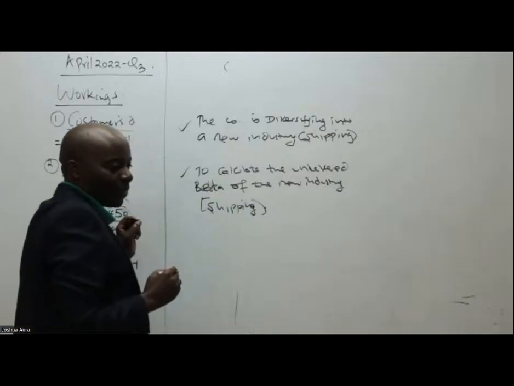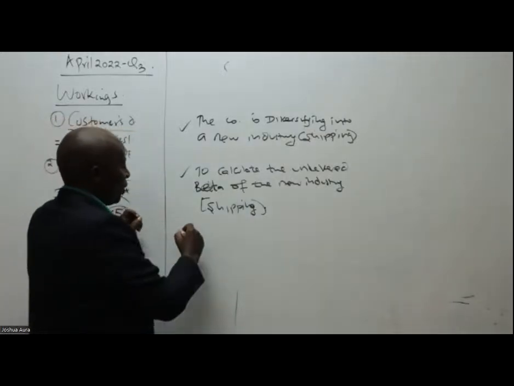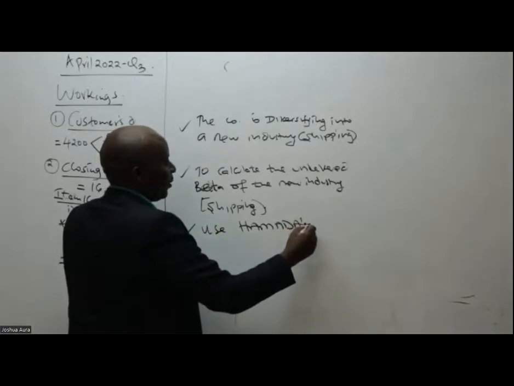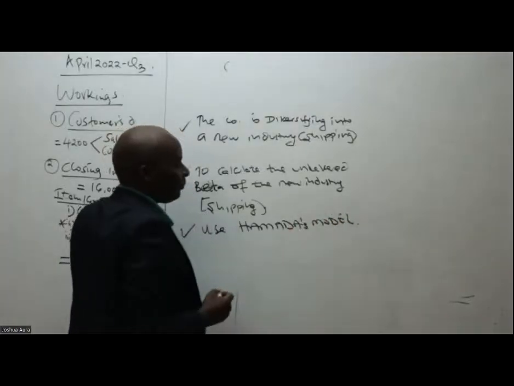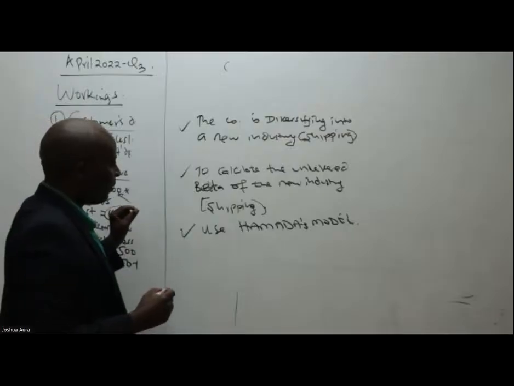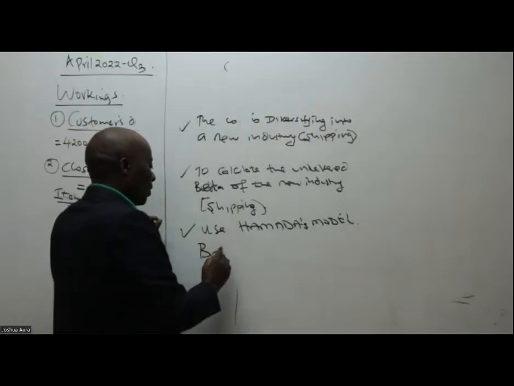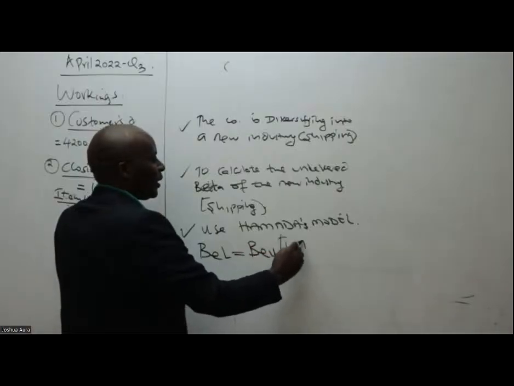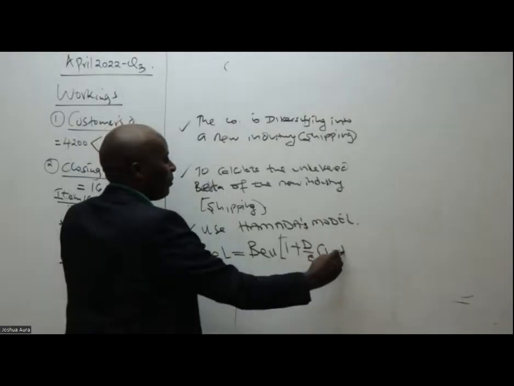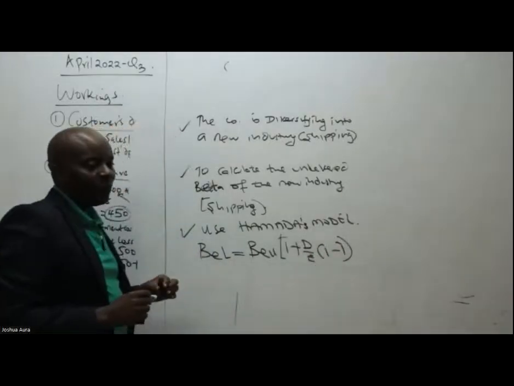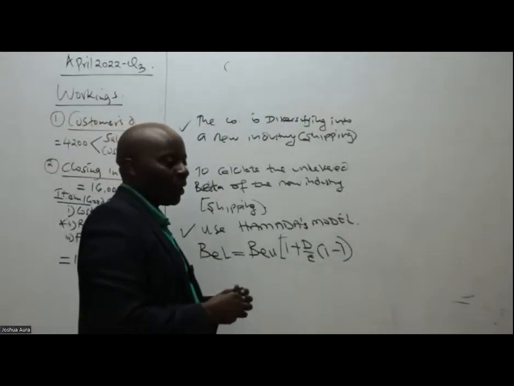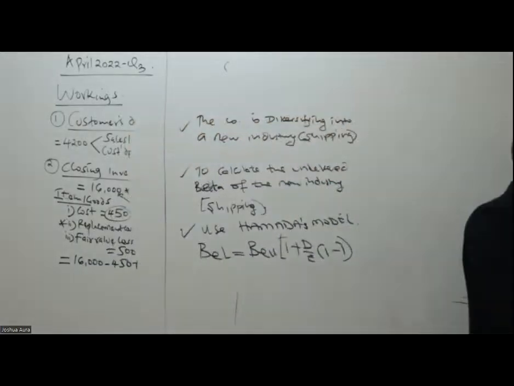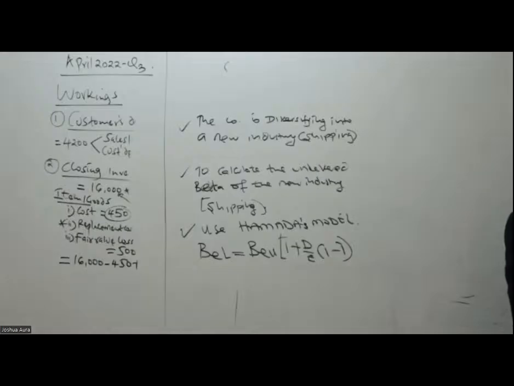Great. Which model do we use? Use Hamada's model. If you remember Hamada's model, we have beta equity of a levered firm equals beta equity of the unlevered firm times 1 plus debt over equity, times 1 minus tax. First of all, I would want your confirmation that up to here, we are together.